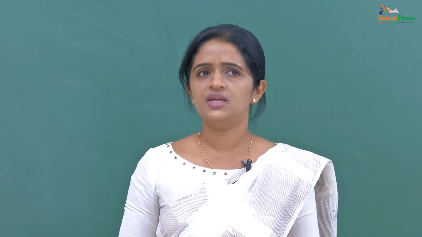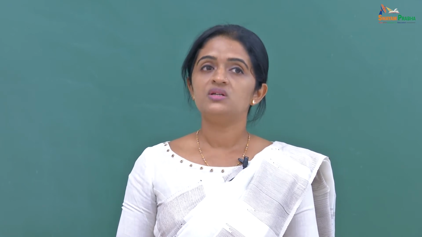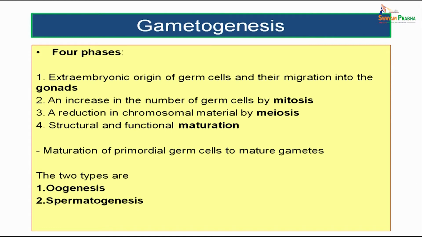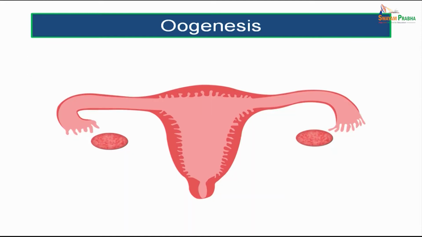And the final step in gametogenesis is structural and functional maturation of the gametes, that is, the gametes are now ready for fertilization. So, gametogenesis, if we want to put it in a single sentence, is the maturation of primordial germ cells into mature gametes. Now, gametogenesis happens in both males as well as in females. In females we call it oogenesis, whereas in males we call it spermatogenesis. So, first we will discuss oogenesis.